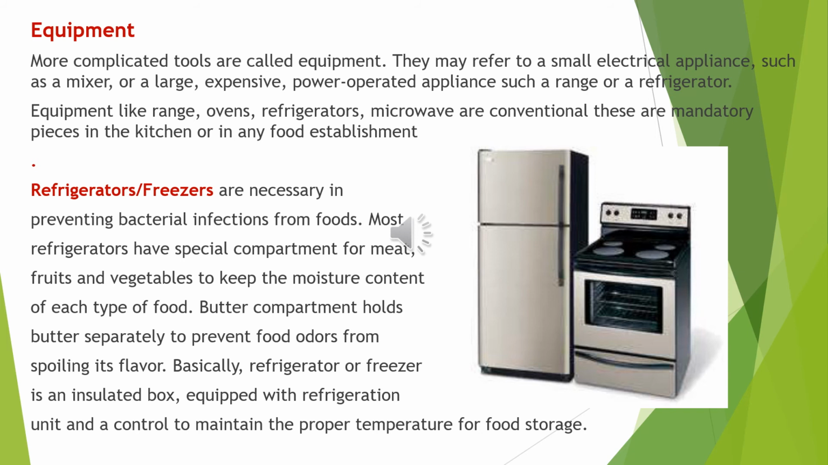Refrigerators or freezers are necessary in preventing bacterial infections from foods. Most refrigerators have special compartments for meat, fruits, and vegetables to keep the moisture content of each type of food. But the compartment holds butter separately to prevent food odors from spoiling its flavor. Basically, a refrigerator or freezer is an insulated box, equipped with a refrigeration unit and a control to maintain the proper temperature for food storage.